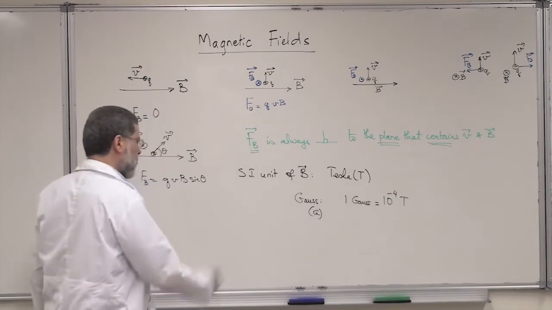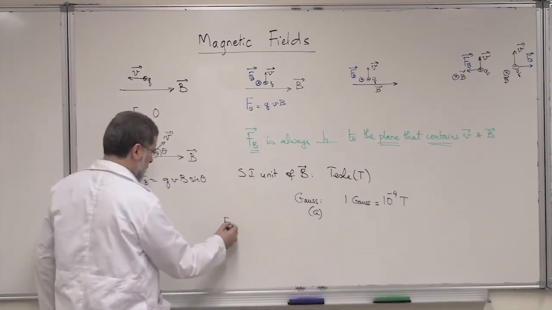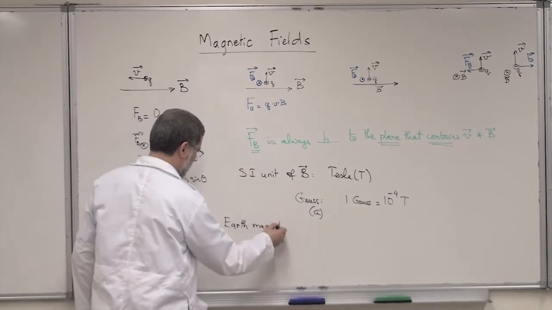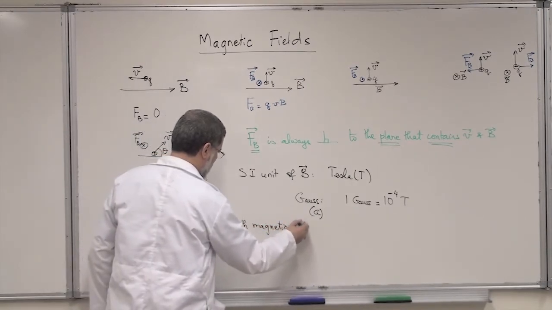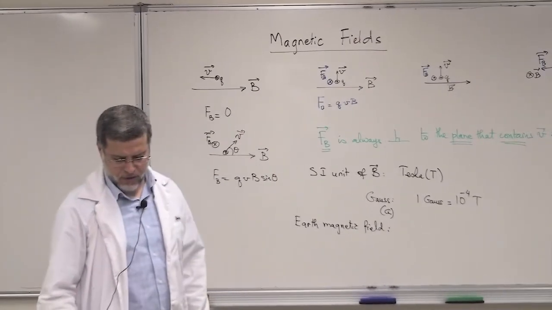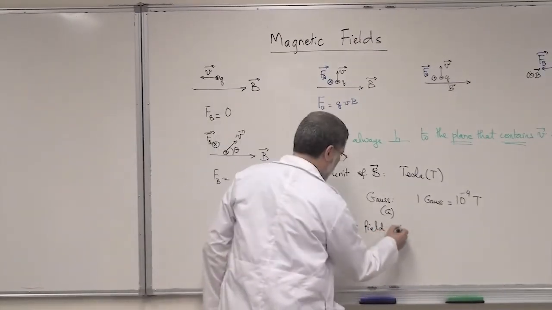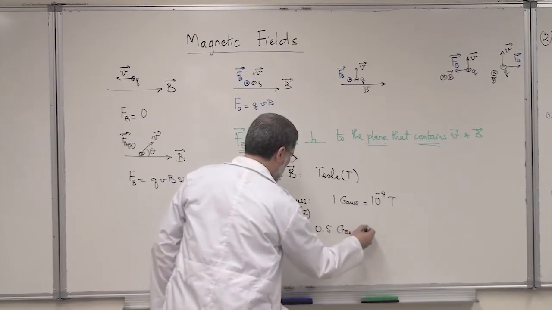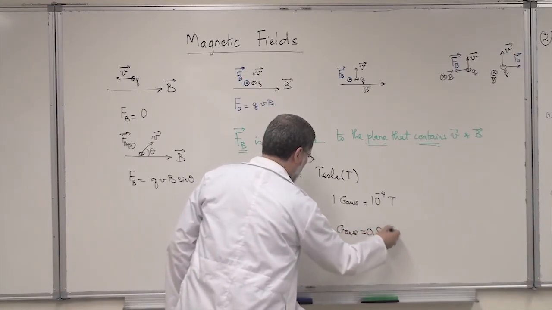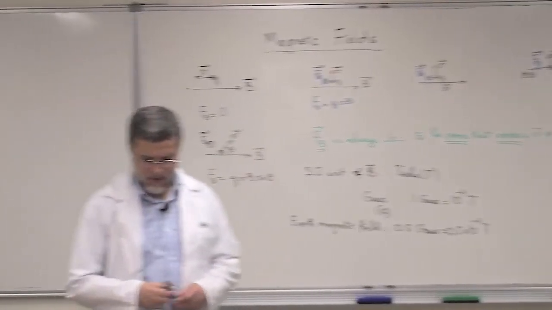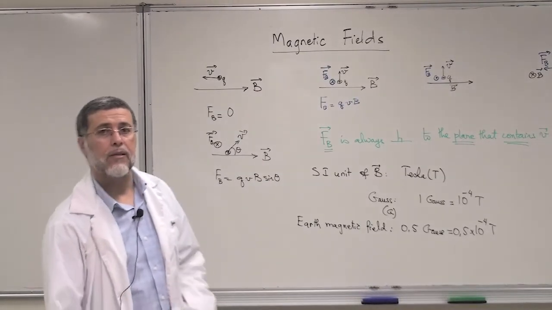The Earth has a magnetic field, and it has a lot of applications. The magnetic field of the Earth is about 0.5 Gauss, which is 0.5 times 10 to the power minus 4 Tesla. It is weak, but it is useful in some instances. Maybe we'll discuss them later, inshallah.